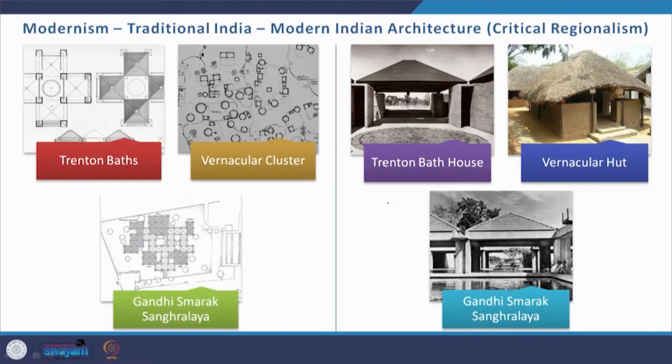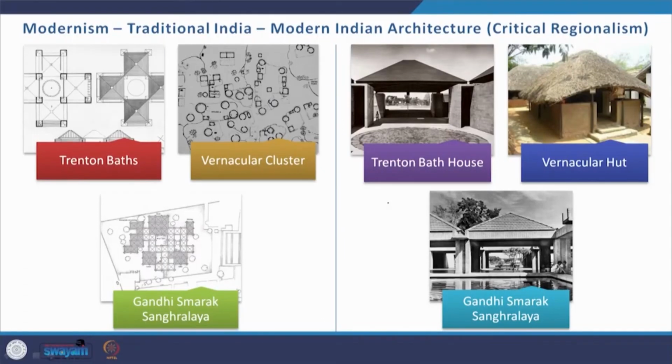Now, let's come to critical regionalism in actuality. What is critical regionalism as one of the subsets of neo-traditionalism? Modernism in traditional India led to modern Indian architecture. So, modern plus traditional. Let's take an example.